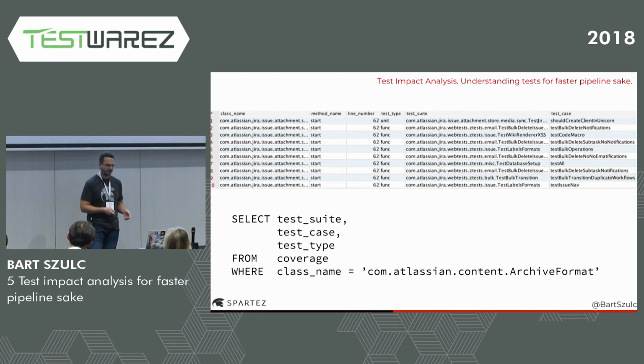And simple as that. And this is what we're trying to achieve. Let's build a database, let's make it more or less up to date, and ask that database what tests need to be run for every single change. And this is basically the main concept of test impact analysis.